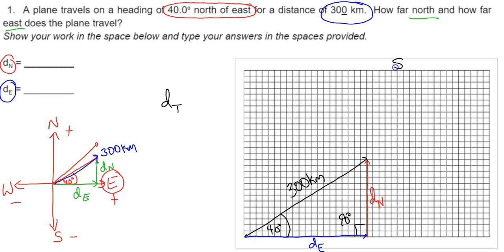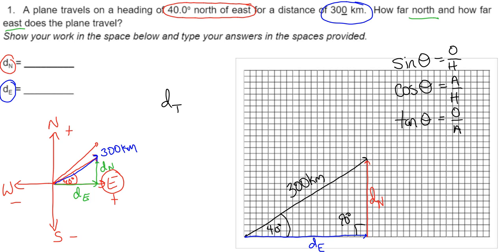The sine of theta is equal to the ratio of the opposite side over the hypotenuse. The cosine of theta is equal to the adjacent side over the hypotenuse. And the tangent of theta is equal to the opposite side over the adjacent side.